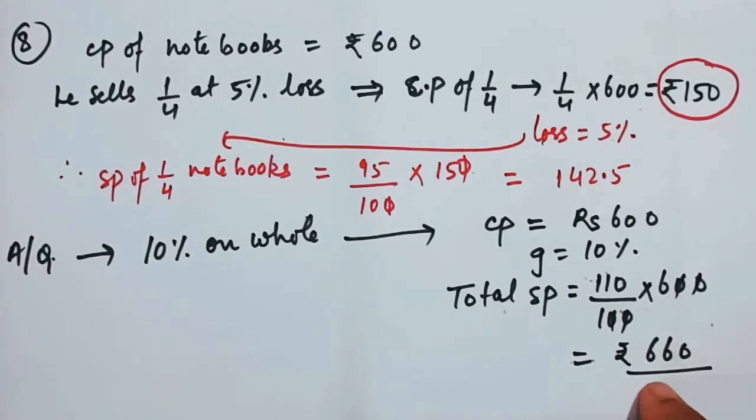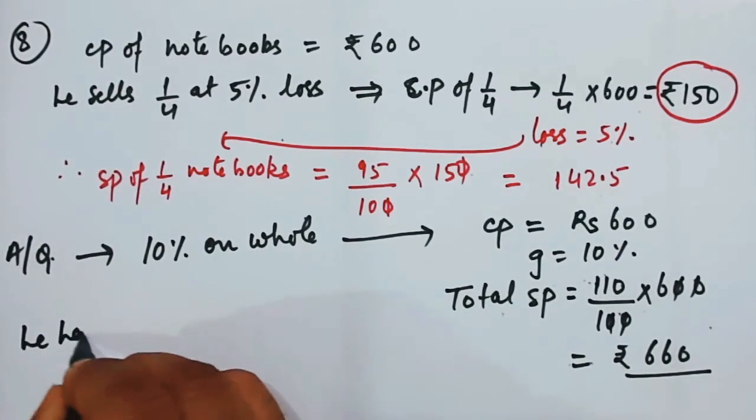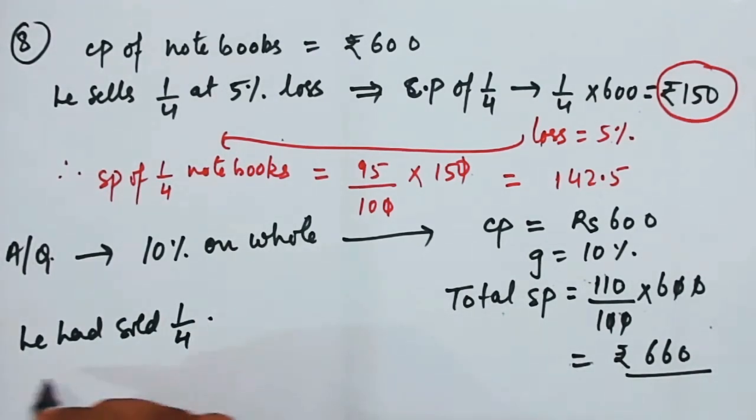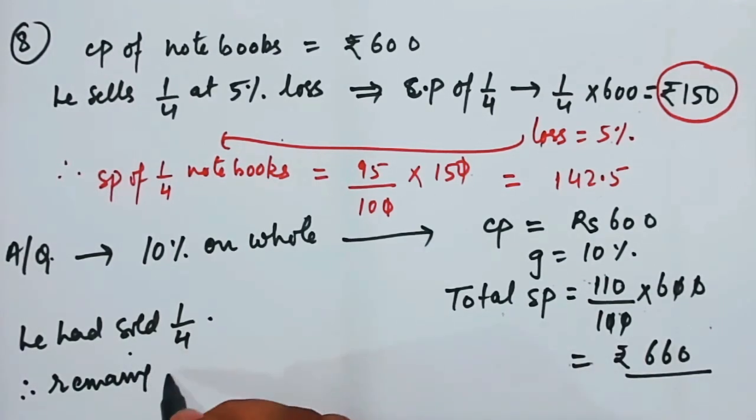Now, well, he had sold how much? He had sold only 1/4. Therefore, remaining is equal to how much, my dear? Remaining will be equal to 3/4.